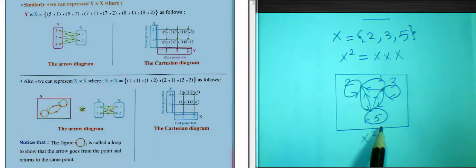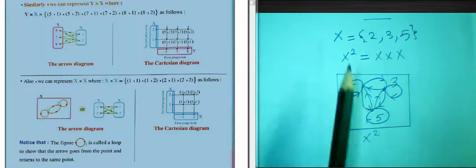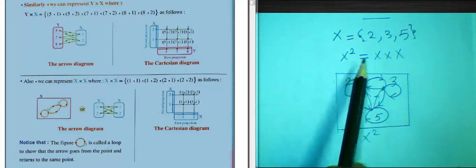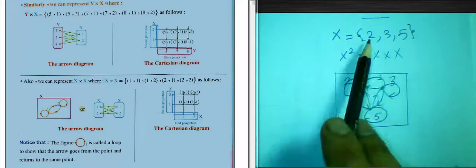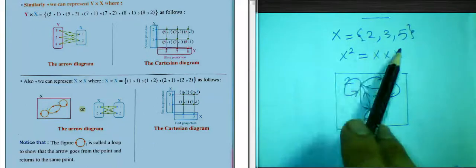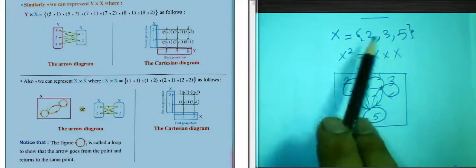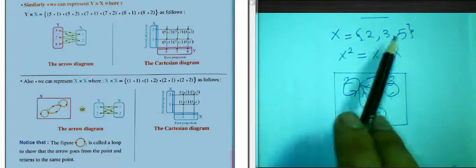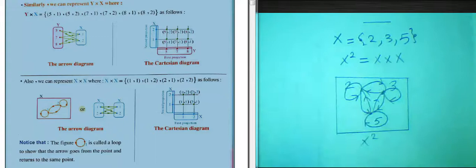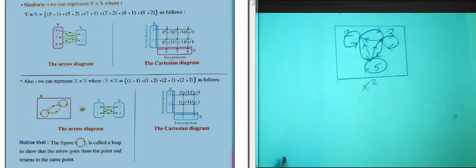You know this figure is called a loop, to show that the arrow is from a point and returns to its point. Such as that, when you want to find x power 2 by Cartesian product, you can find 2 and 2, 2 and 3, 2 and 5, 3 and 2, 3 and 3, 3 and 5, 5 and 2, 5 and 3, 5 and 5. It's okay. Look at another example with me.